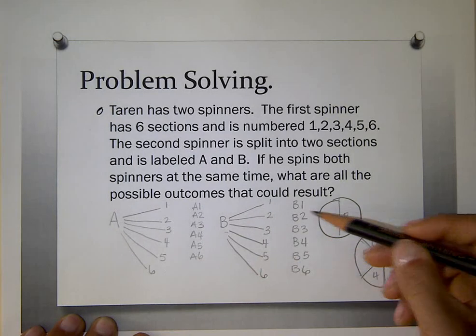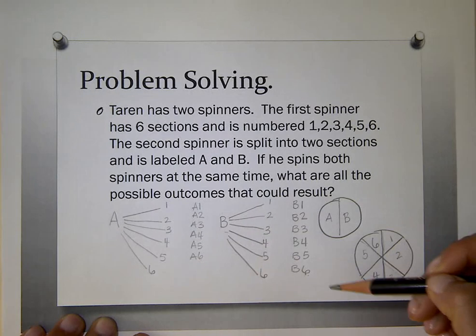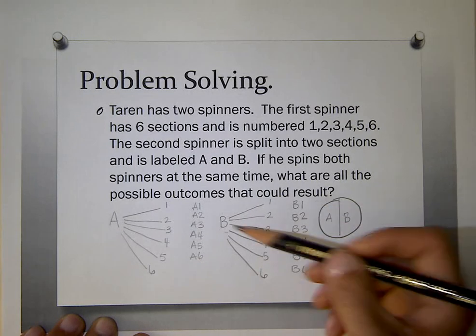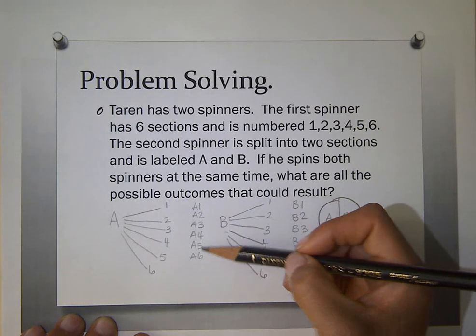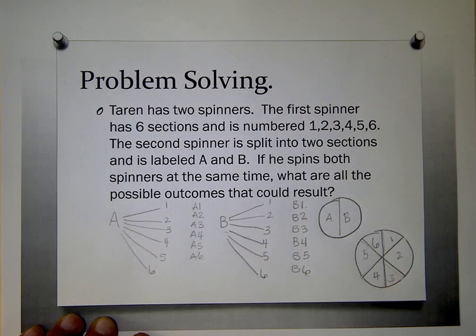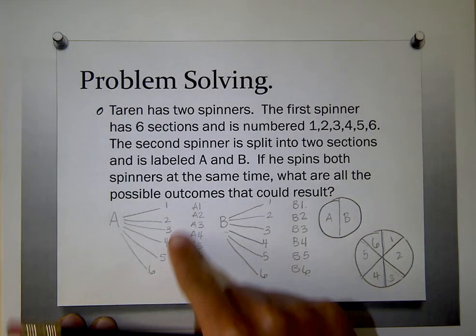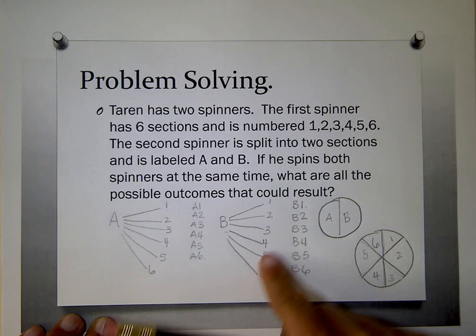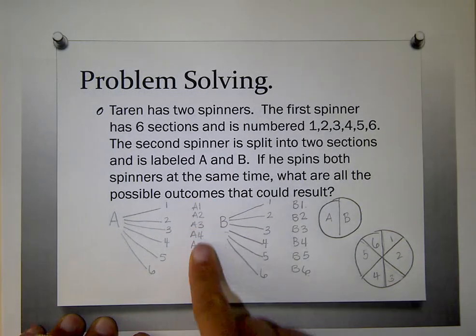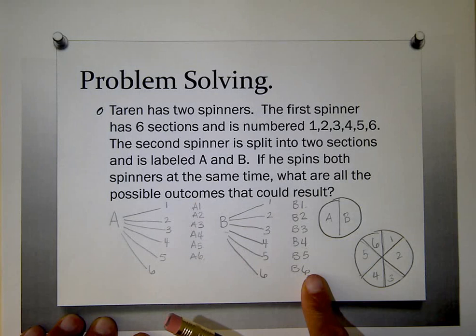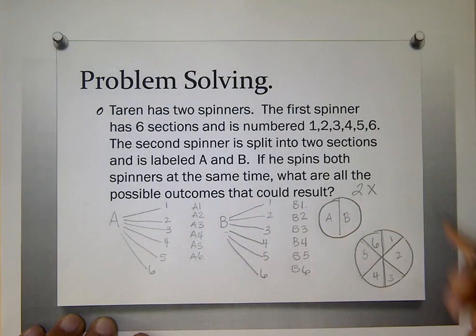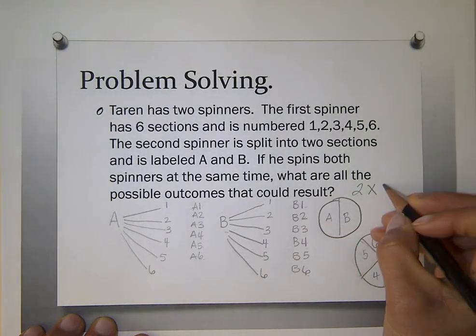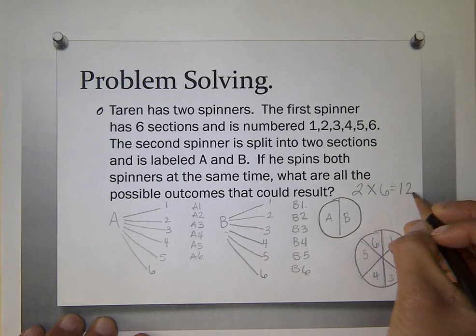So there are 6 possible outcomes for landing on B and then one of those 6. So there are 12 possible outcomes. This is a diagram tree. This is an organized list. I can also solve for how many outcomes by multiplying 2 sections on the first spinner times 6 on the second. That means there are 12 possible outcomes.